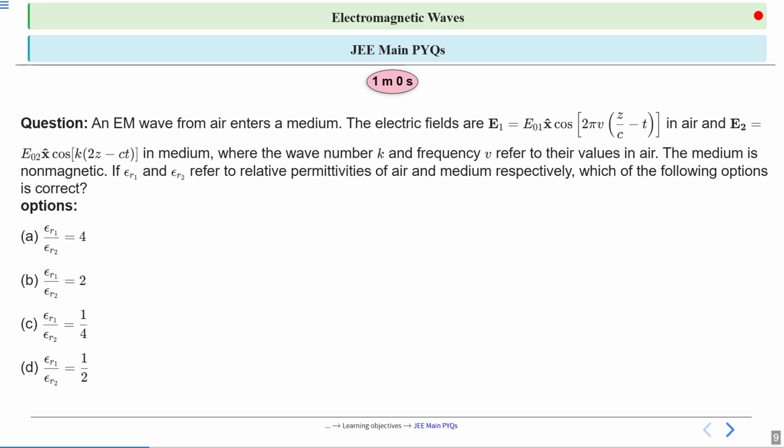So which options are correct? Epsilon r1 upon epsilon r2 is equal to 4. Epsilon r1 upon epsilon r2 will be equal to 2. Epsilon r1 upon epsilon r2 will be equal to 1 by 4. Epsilon r1 upon epsilon r2 will be equal to 1 by 2. So I will give you some time to think about it.